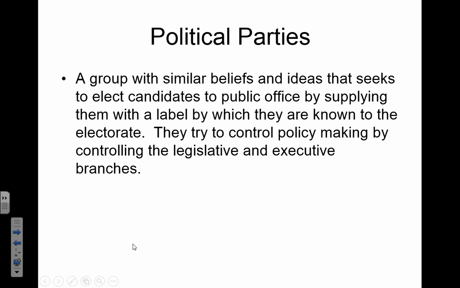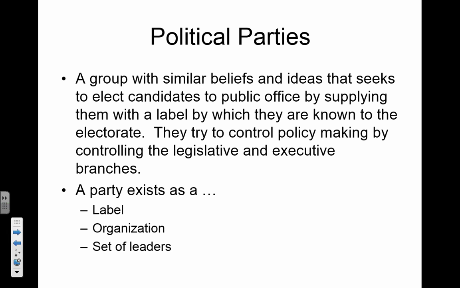Now, we also say they have a strong label. If we say the Republican Party, most of you are familiar with the Republican Party. It's a label that we recognize. If we say the Canary Party, how many are familiar with that? Okay. A strong label, when we look at a political party, they really need to have, well, I guess three things. They need to exist in three different ways.